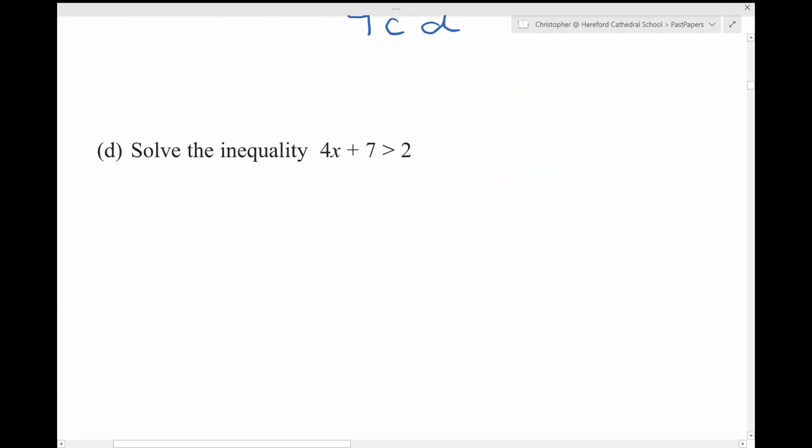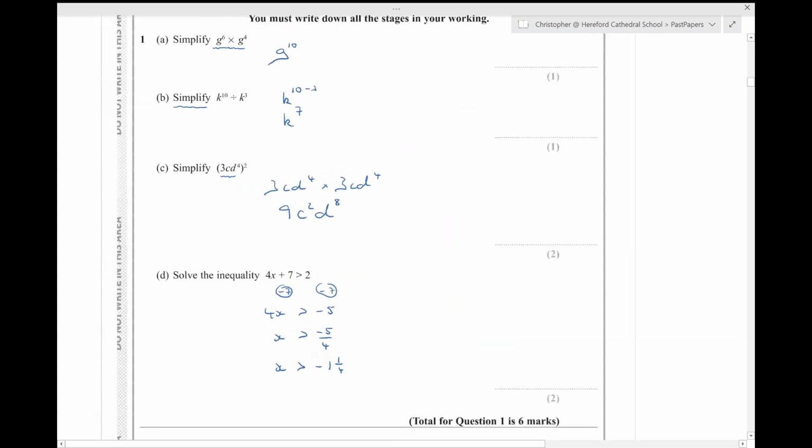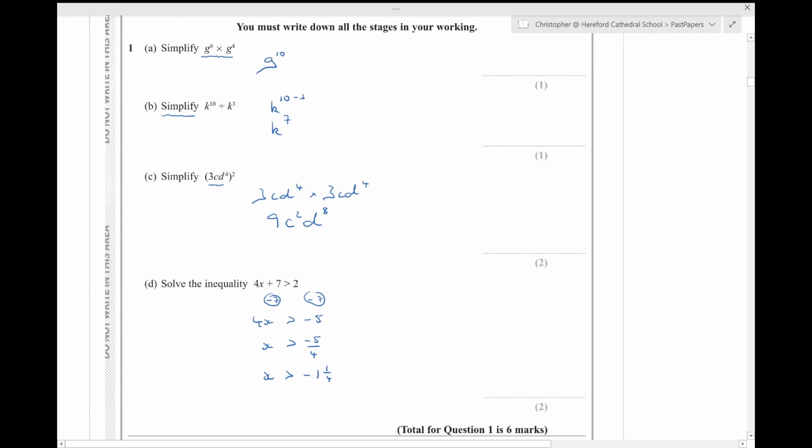And lastly, for question 1, I need to solve this inequality. Let's subtract 7 from both sides, leaves me with 4x is greater than minus 5. And now I'm going to divide both sides by 4. You could do that on your calculator, of course. I'm going to write minus 5 over 4, which means that x is greater than minus 1 and a quarter, and you might have got minus 1.25 on your calculator. And that is question 1 done.